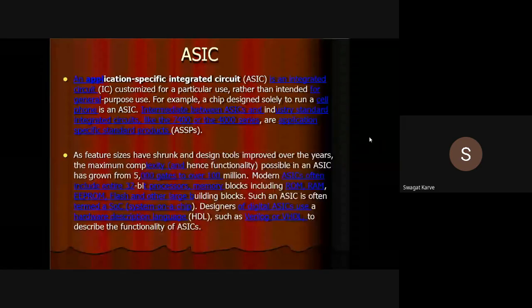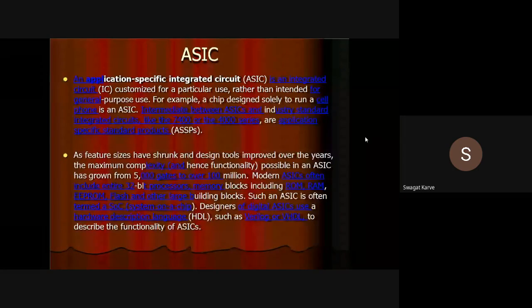If you calculate the number of gates in each design, in the ASIC of a simple mobile phone you can find millions of gates present in that very small chip, right? So that is what we can say is the strong advantage of getting an ASIC, right?